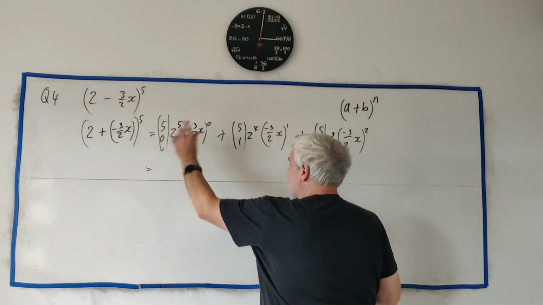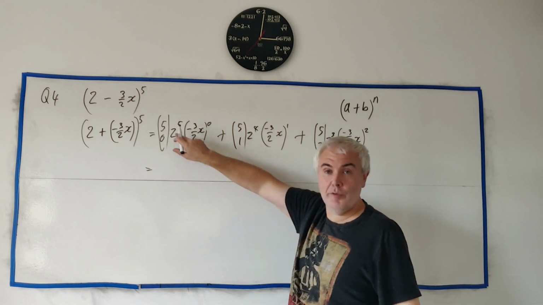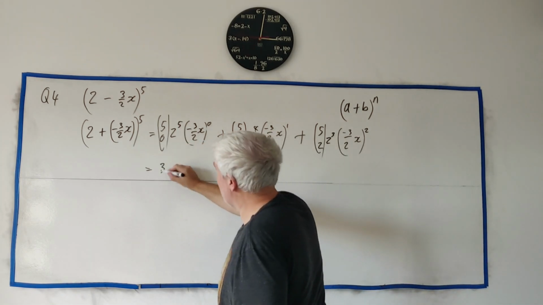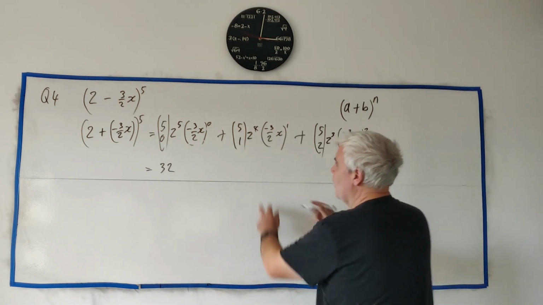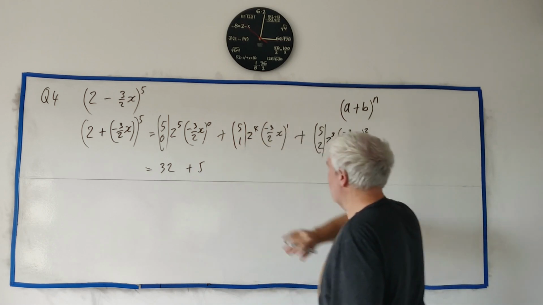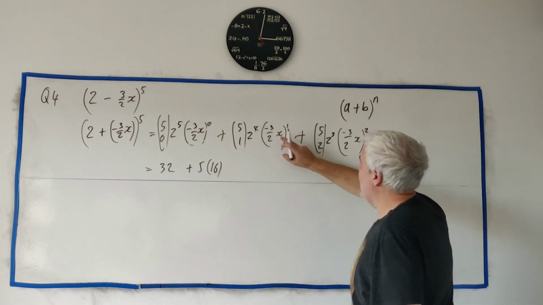Anyway, 5 choose 0, like I said, is 1. Anything to the power 0 is 1. This all comes out as 2 to the power 5. Check on your calculator, but this is 32. And next one, let me go a bit slower on this one. 5 choose 1, that's 5. Check on your calculator. 2 to the power 4, that's 16.